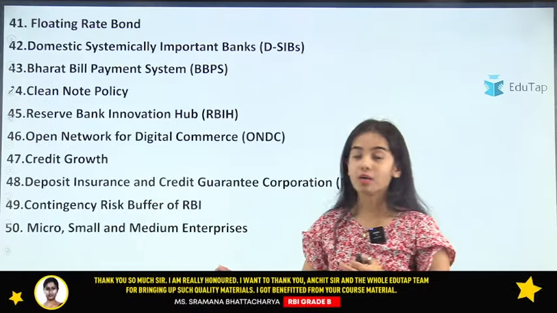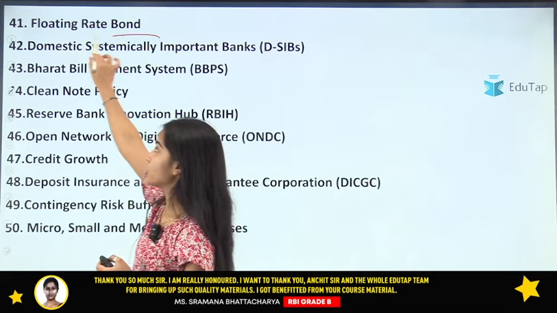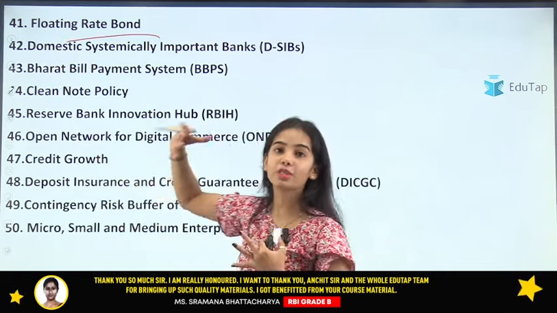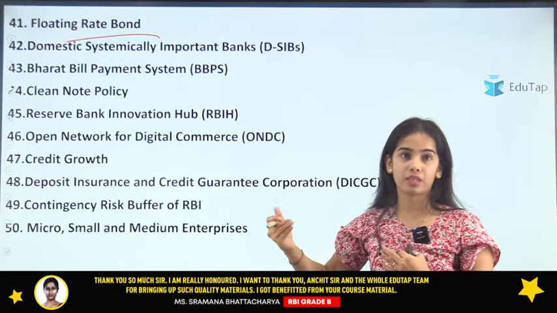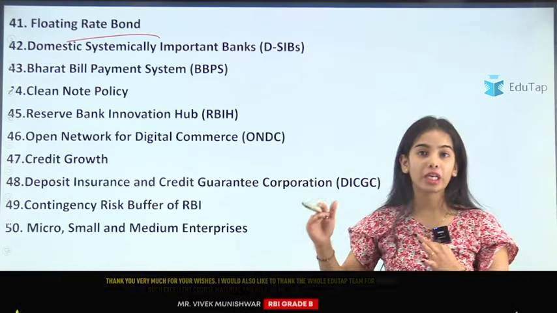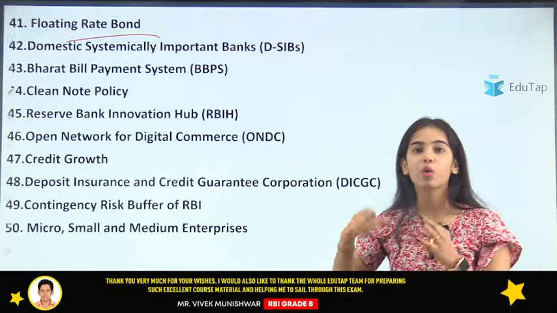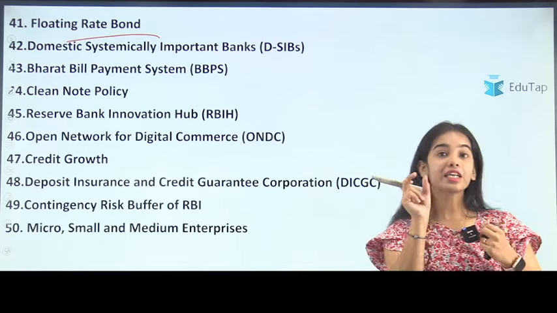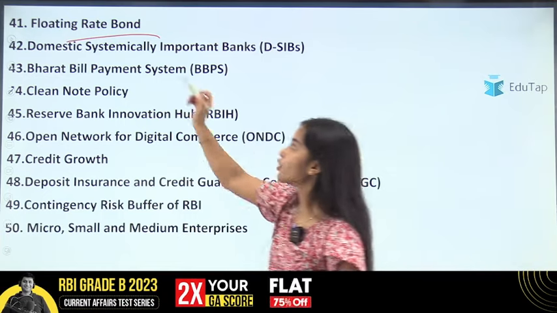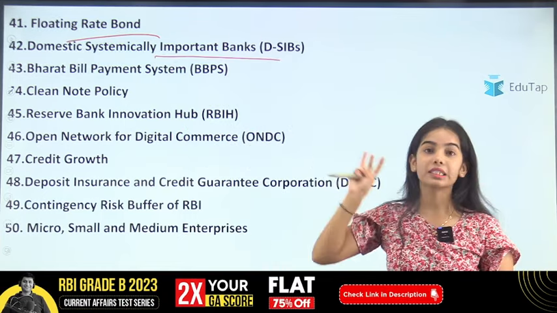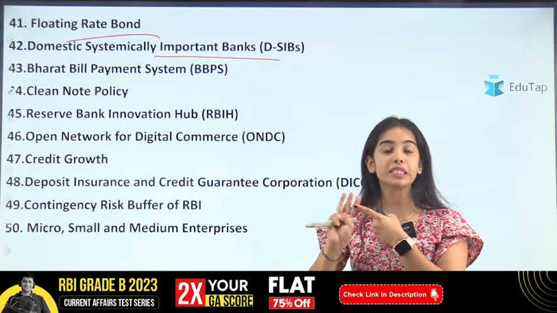important terms, that is floating rate bond. So again, in the government securities, the floating rate bond is in news every month. Okay, their coupon is floating and the coupon is variable on the basis of the 182-day T-bills. So floating rate bond, have the basic understanding. Domestic systemically important banks, so they are the 3 banks, and do know about these 3 banks.